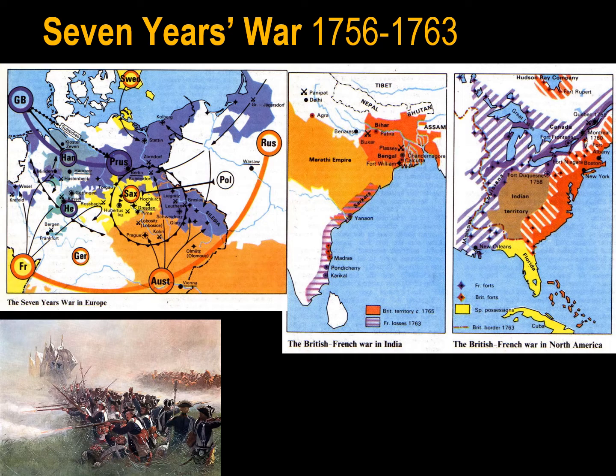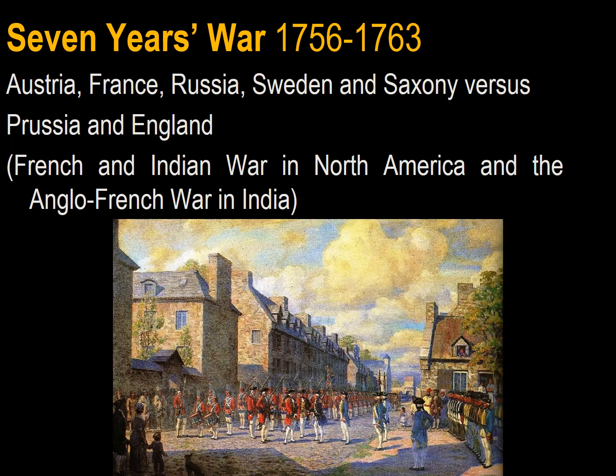There then followed the Seven Years' War of 1756 to 1763. Austria, France, Russia, Sweden, and Saxony opposed Prussia and England. It was accompanied by the French and Indian War in North America and by the Anglo-French War in India. And here you can see the two different sides.